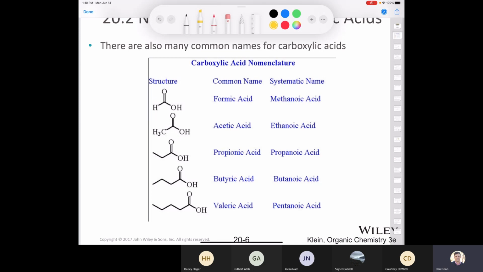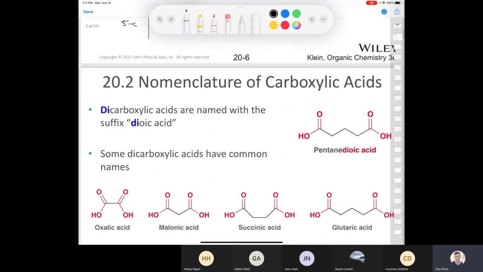Here's just a table. I literally took this off of, I think, a Google search or something. And this just has the first 5 carboxylic acids in a table for you. So you have one carbon, you have the common name and the systematic name. You have 2 carbons, 3 carbons, 4 carbons, and 5 carbons. And again, you might find learning these a little annoying, but I promise you that they get used all the time in chemistry, so it's very useful to learn those.